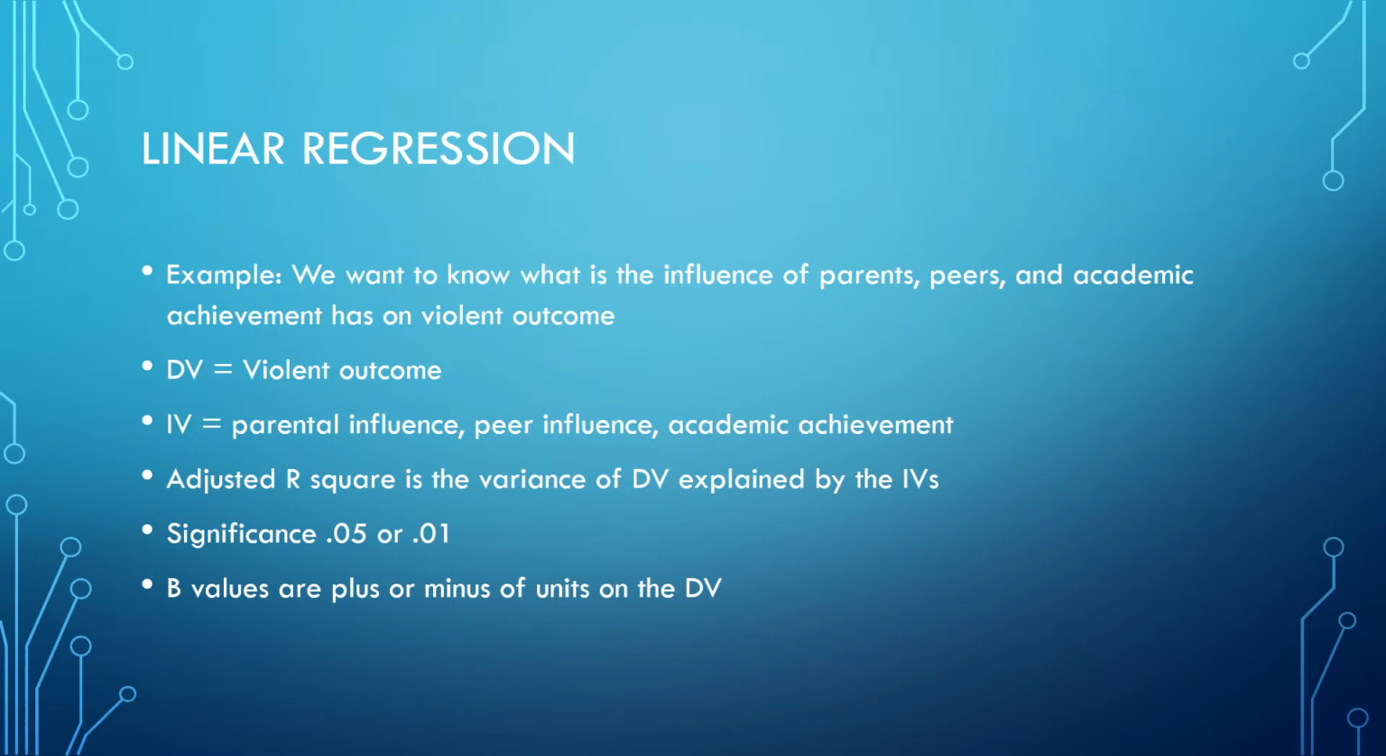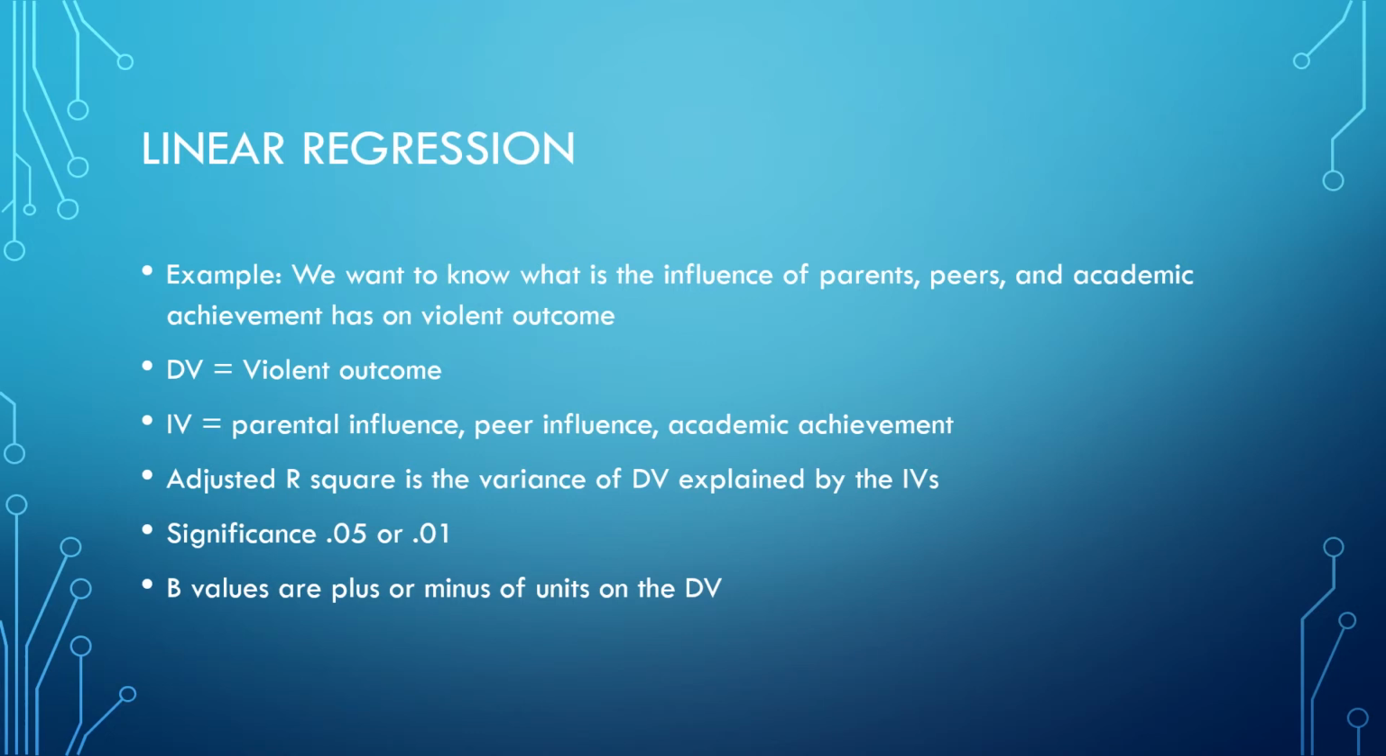And then the next thing you want to look for is your statistical significance of each of those independent variables. You want to make sure that your p-value is anywhere between less than 0.05 or less than 0.01. So therefore you can justify that the relationship between parental influence, peer influence, and academic achievement is statistically significant on violent outcomes of these participants.